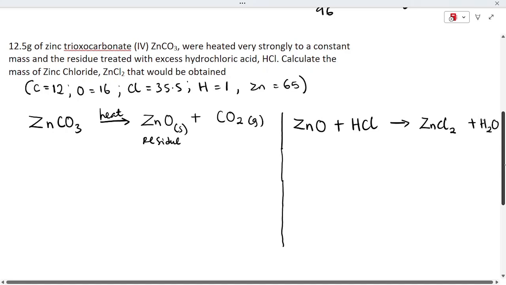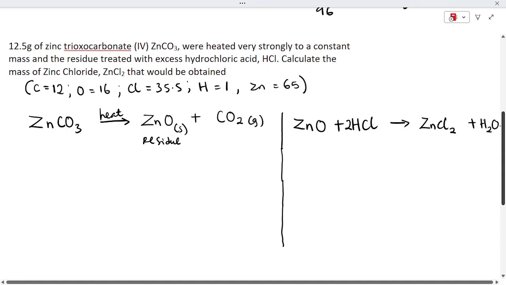Now we have to check if our reaction is balanced. It is not. Again, check my videos on balancing chemical reactions and you have exactly how to balance chemical reactions. But if you check it out by counting: 1 atom of zinc, 1 atom of zinc, 2 atoms of hydrogen, 2 atoms of hydrogen, 2 atoms of chlorine, 2 atoms of chlorine, 1 atom of oxygen, 1 atom of oxygen.